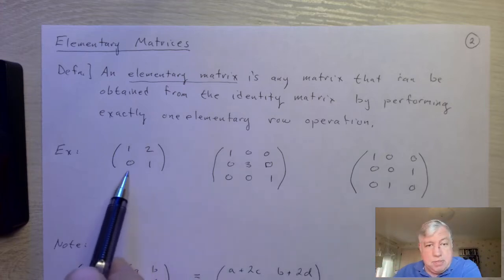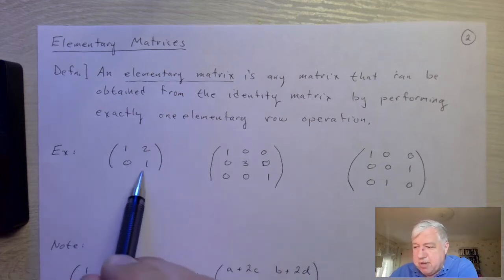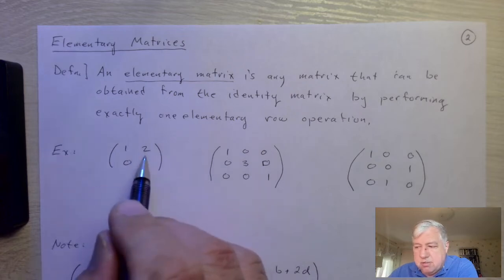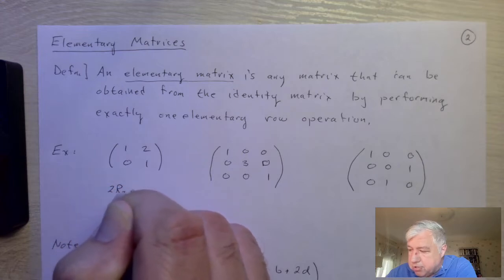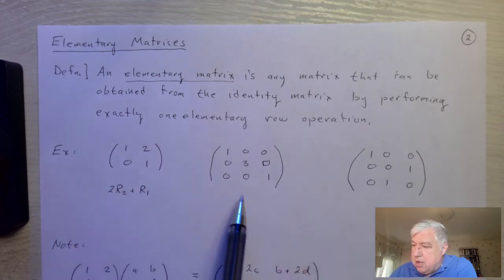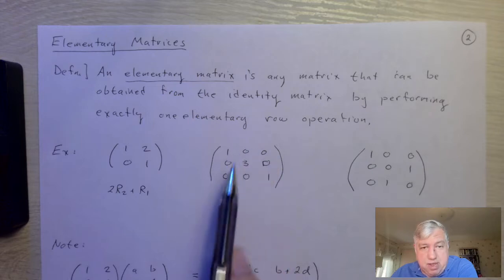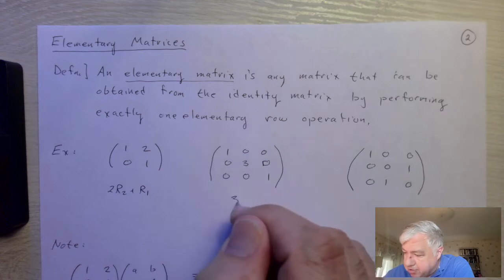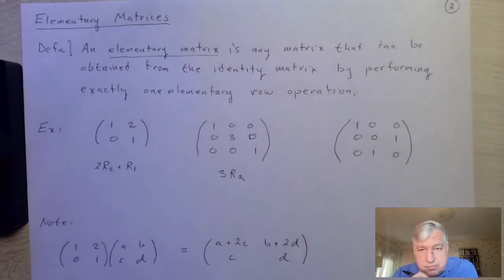Here, this is an elementary matrix because we've just taken the identity matrix and we've just added 2 times the second row to the first row, right? This corresponds to the elementary row operation 2R2 plus R1. Here, what we've done is we've taken the 3 by 3 identity matrix and multiplied the second row by 3. So this would just be 3R2. That would be that operation.